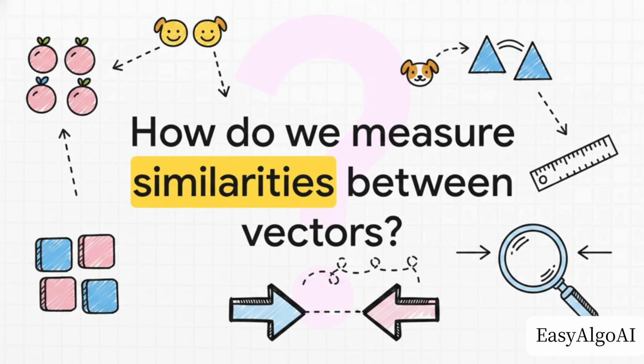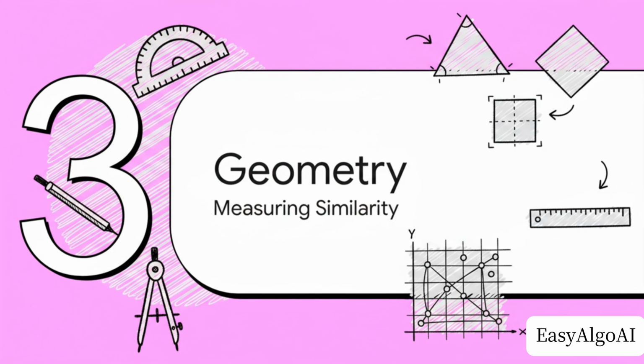Okay, so our data is perfectly organized into these neat little vectors. But how do we measure the similarities between them? If our algorithm is going to predict that similar objects have similar outputs, we absolutely need a mathematical way to define what similar actually means. Which brings us to Section 3, Geometry, measuring similarity using distances and angles.